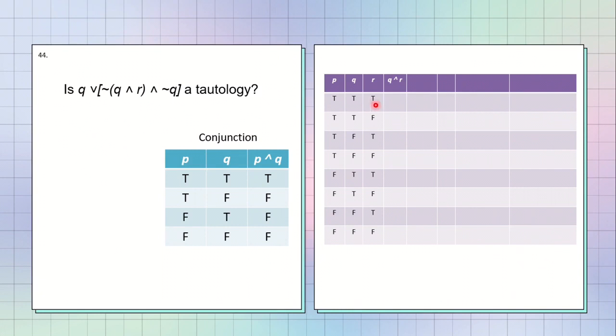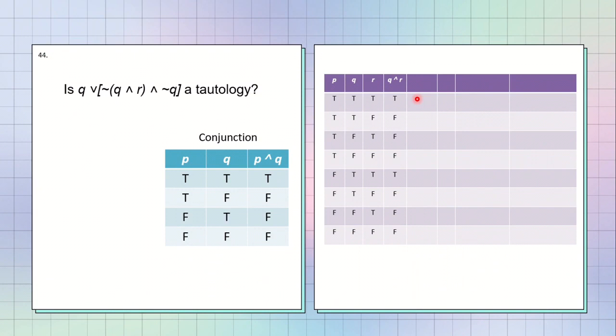True, true, the answer will be true. True and false, the answer will be false. False and true, false. False and false, false. Then true and true, true. True and false, false. False and true, false, and false and false is false.